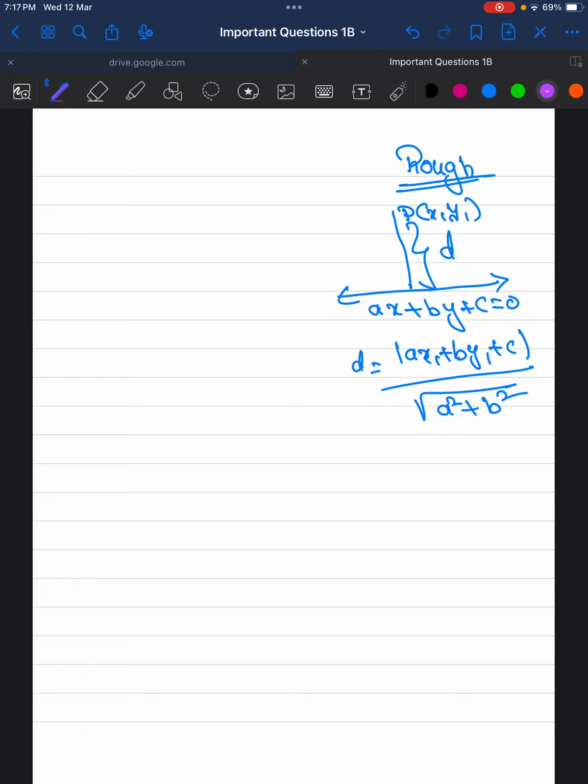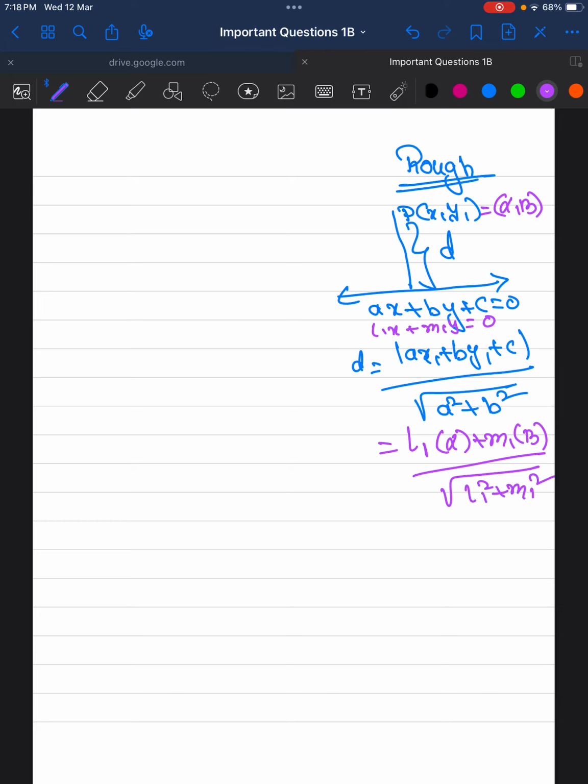Instead of x1, y1, here they gave you alpha comma beta. Instead of ax plus by plus c is equal to 0, they are giving you L1x plus M1y for the first line. So it becomes: L1 times alpha, M1 times beta, there is no constant, by root of L1 square plus M1 square.